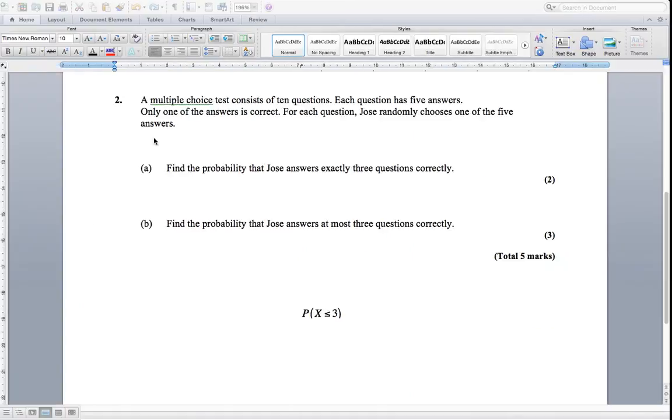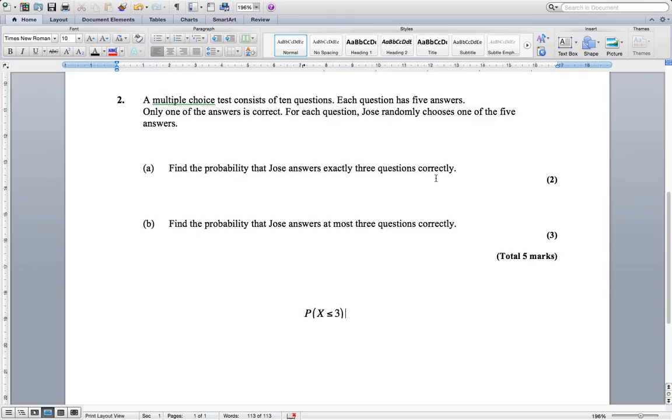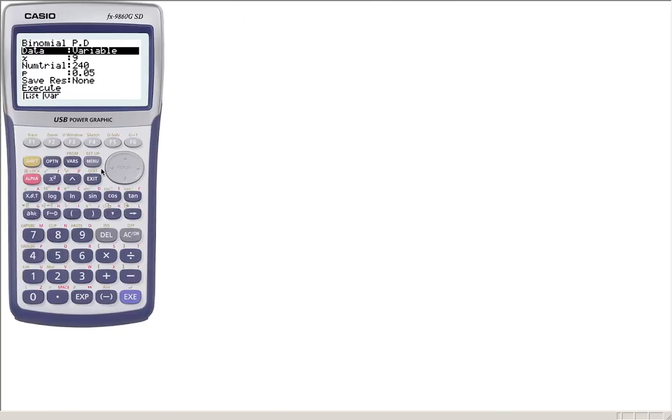So exit. So now distribution, normal, I'm sorry, binomial. Okay, now BPD, since I need to find P of X equal to 3, exactly 3 questions correctly. So I'll press 3, the number of trials is 10 and the probability of success is 1 divided by 5, which is 0.2. Execute. So this is the answer, 0.20132659. So the final answer is 0.201, correct to 3 significant figures.